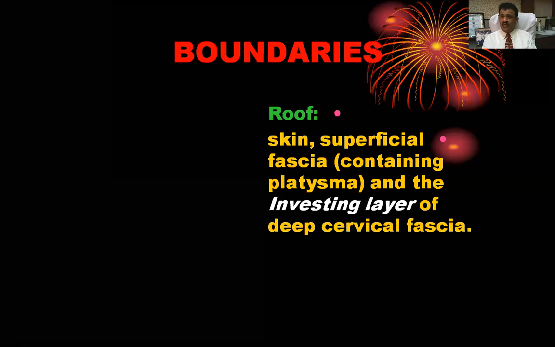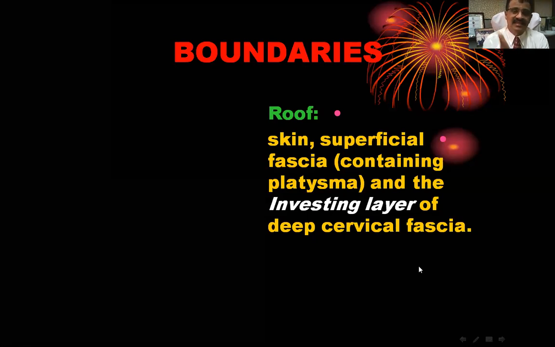Now what does the roof of the anterior triangle contain? Roof means all this area over it, starting right from the skin. It is very easy to remember and write in exams. Many times this question is asked, so take imagination into consideration and then write. Everything you cannot do by heart.